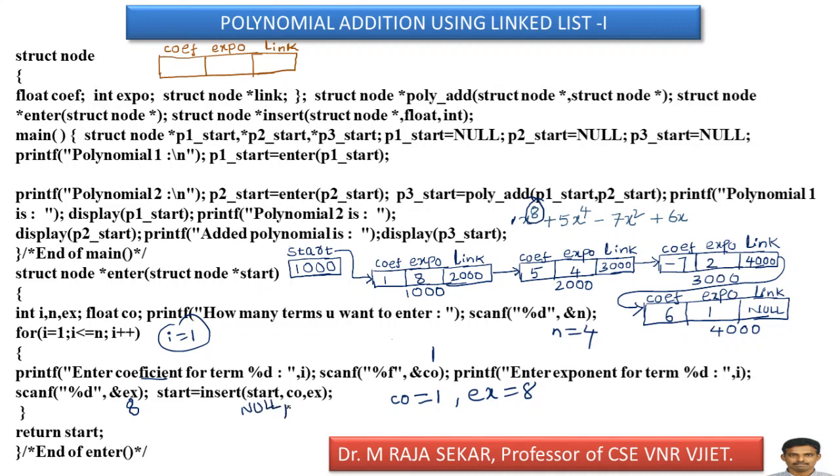First argument null, CO is 1, EX is 8. What is the CO? This is value 1 and EX is 8. Null, 1, 8. As it is a function call, automatically it will transfer to the definition of its function. I kept the definition in the next slide. Let me go to the next slide.